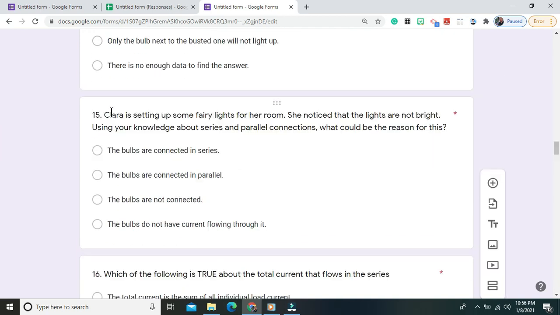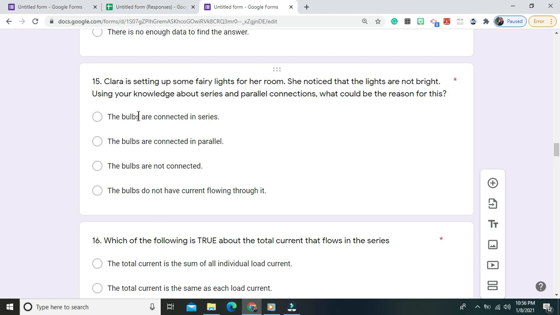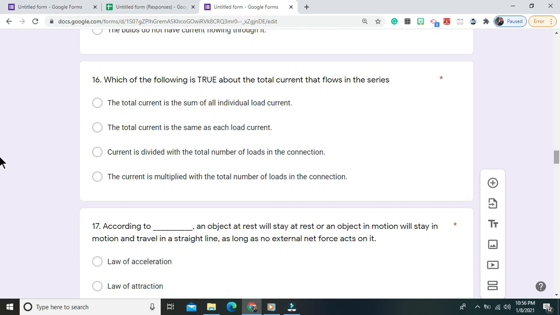Number 15. Clara is setting up some fairy lights for her room. She noticed that the lights are not bright. Using your knowledge about series and parallel connections, what could be the reason for this? The correct answer is the bulbs are connected in series. Number 16. Which of the following is true about the total current that flows in the series? The correct answer is the total current is the same as each load current.